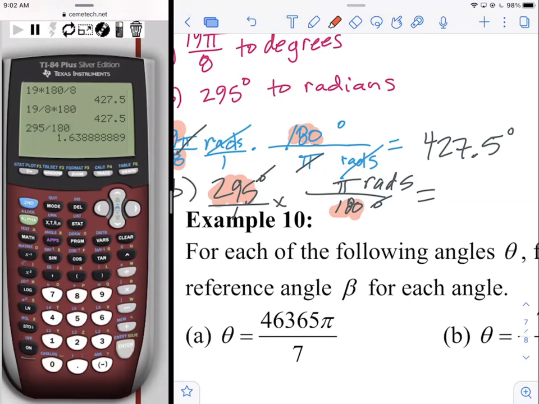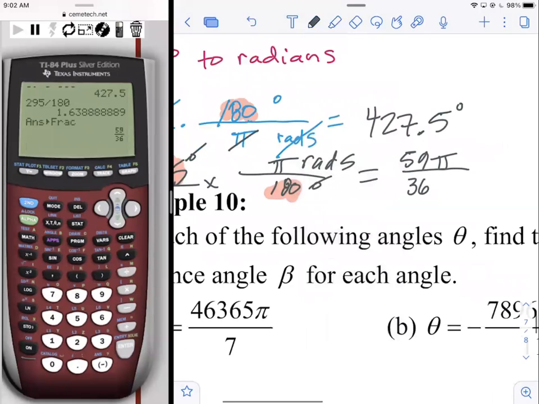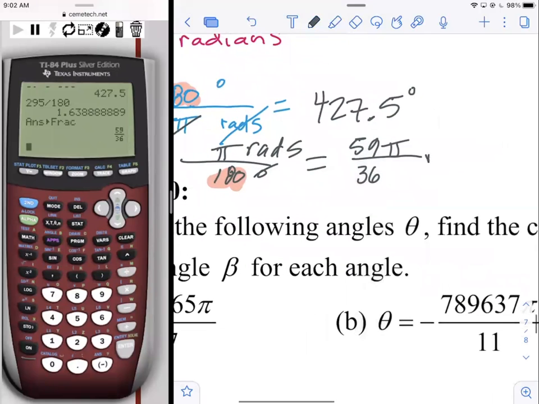Then it looks like it's a repeating decimal, 0.8888, and repeating decimals are rational numbers. It rounds at the end there. So we can just hit math, enter, enter, and it converts it to a fraction. So that's 59 over 36. But what still needs to be multiplied? The top still has a pi. So we like to leave pi visible, and then if you want, you can put radians behind it. So that's 59 pi over 36.